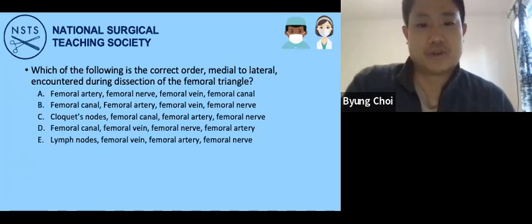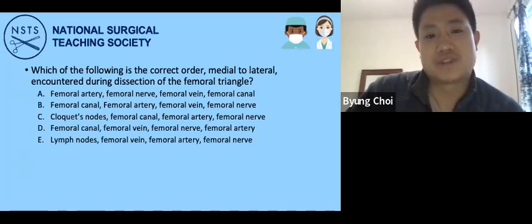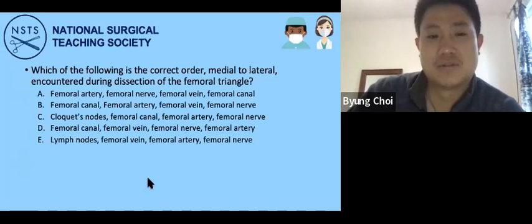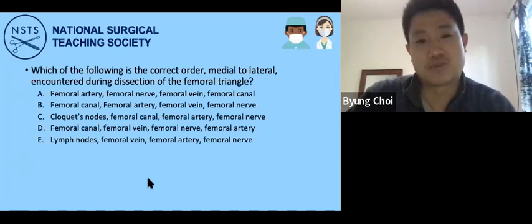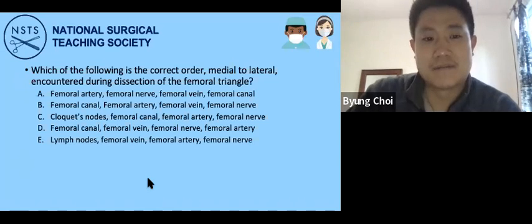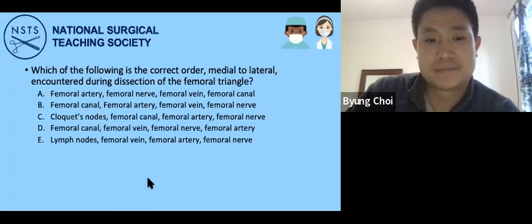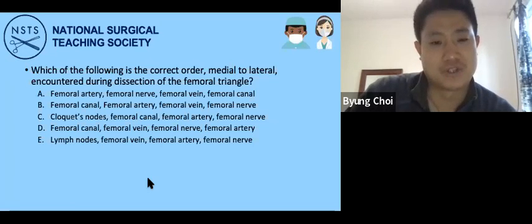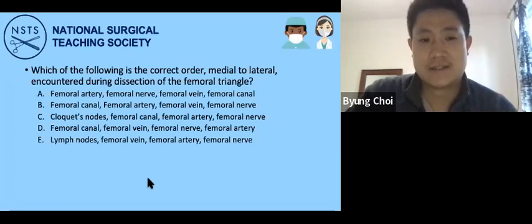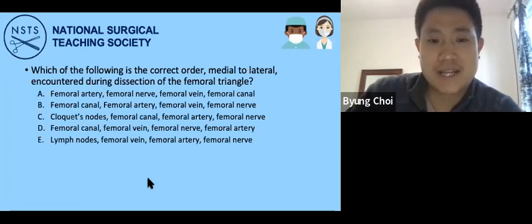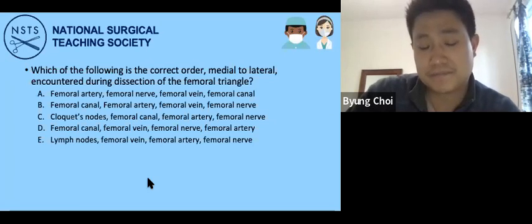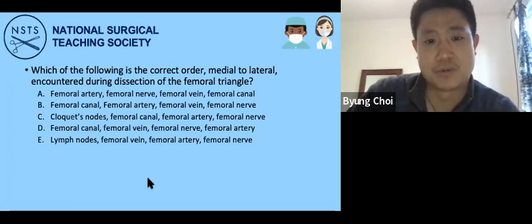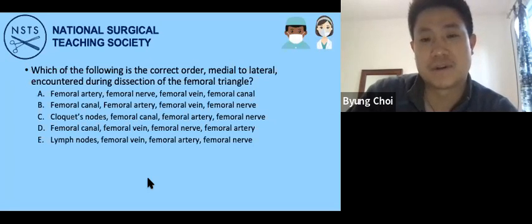The first question we'll go through: which of the following is the correct order, medial to lateral, encountered during dissection of the femoral triangle? A, femoral artery, femoral nerve, femoral vein, femoral canal. B, femoral canal, femoral artery, femoral vein, femoral nerve. C, Cloquet's node, femoral canal, femoral artery, femoral nerve. D, femoral canal, femoral nerve, femoral vein, femoral nerve, femoral artery. And E, lymph nodes, femoral vein, femoral artery, femoral nerve.